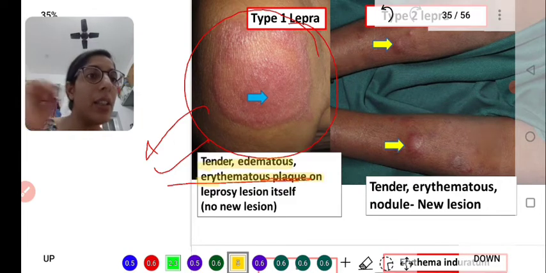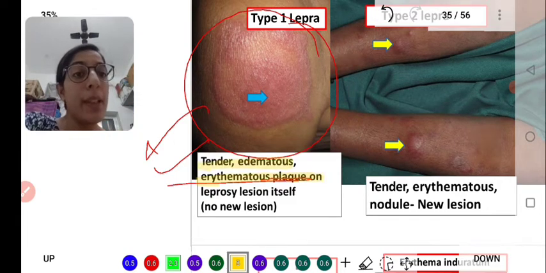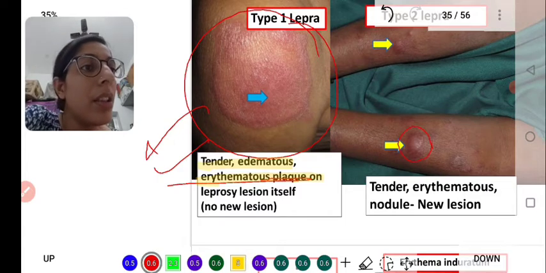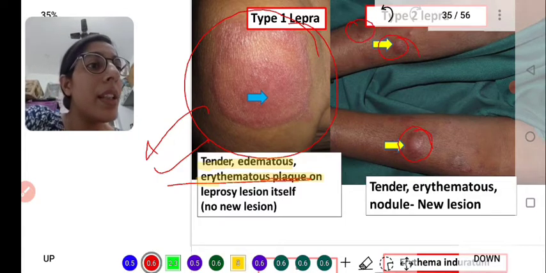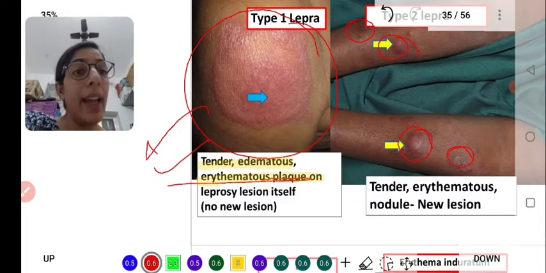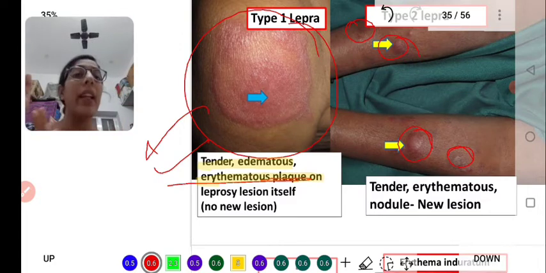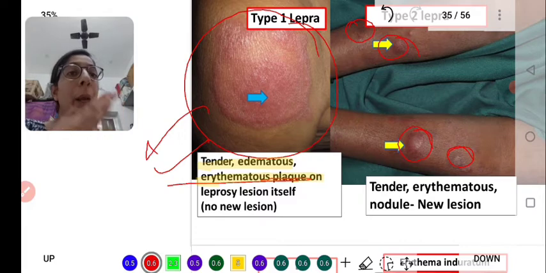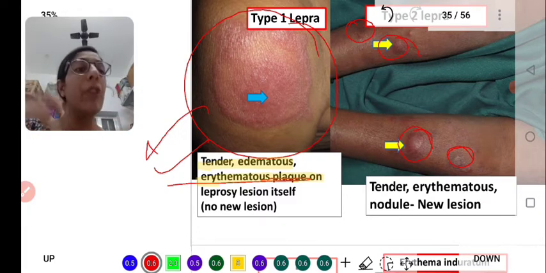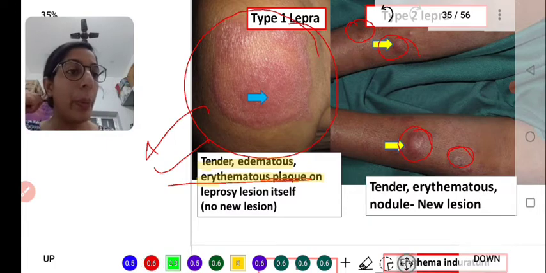Here you can see the shin of the tibia, the most common site for tender erythematous nodules. These are the nodules, present and tender in nature. Both are tender in nature, but there is only one difference: in type 1 there is only inflammation, while in type 2 there is nodular inflammation. Okay, I hope you get my point.